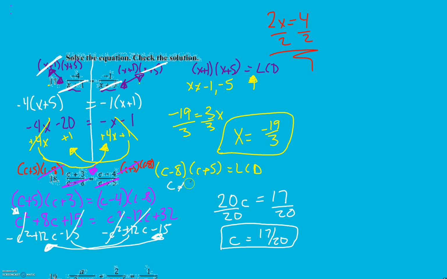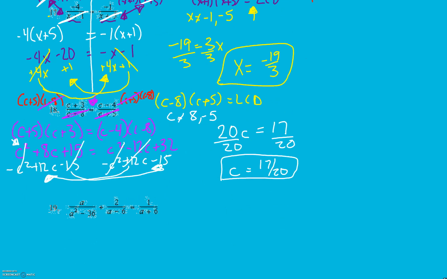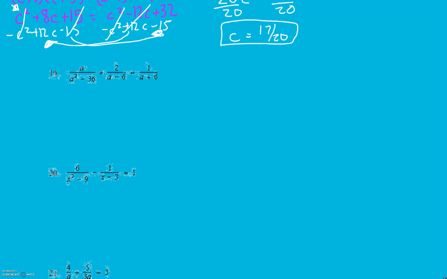My restrictions are c cannot be 8 or negative 5, which isn't a problem here. We could plug 17 over 20 into our original equation, check the left side and the right side, and what you get should be equal to each other. Here it would work, but that's how we check these when it says to check. Mostly I'm concerned about checking for extraneous solutions because I know that these will work.